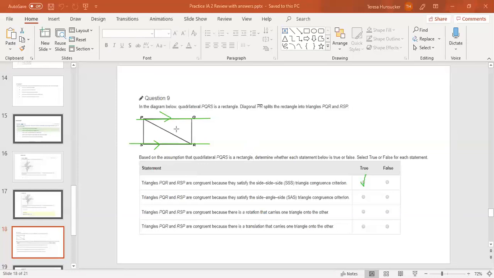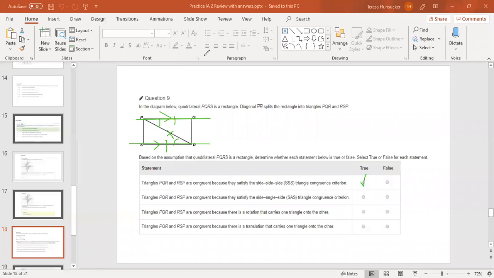And I know that alternate interior angles would be congruent. So I know that this angle, QPR, is congruent to angle SRP because alternate interior angles are congruent. I also know that segment PR is congruent to itself by the reflexive property. And I also know that segment SR is congruent to segment PQ.